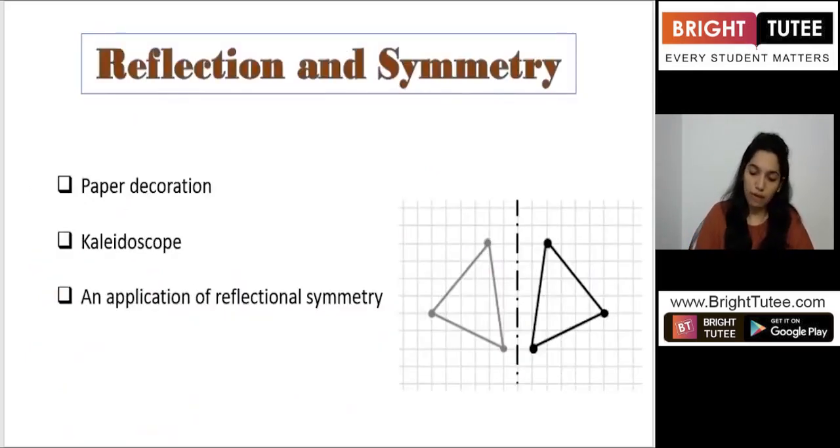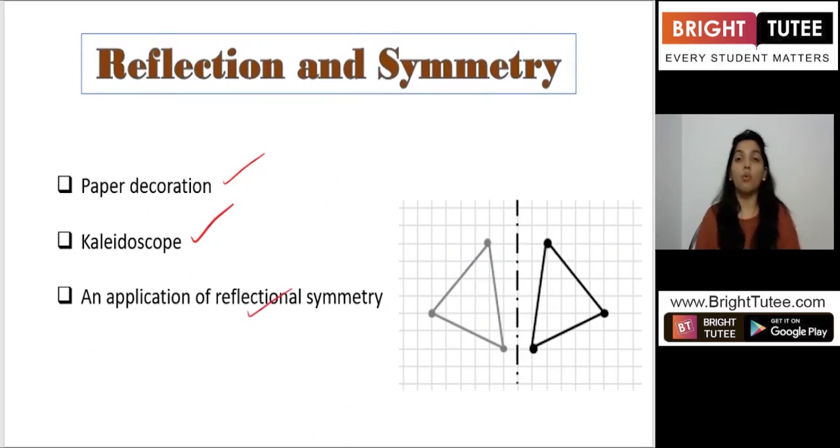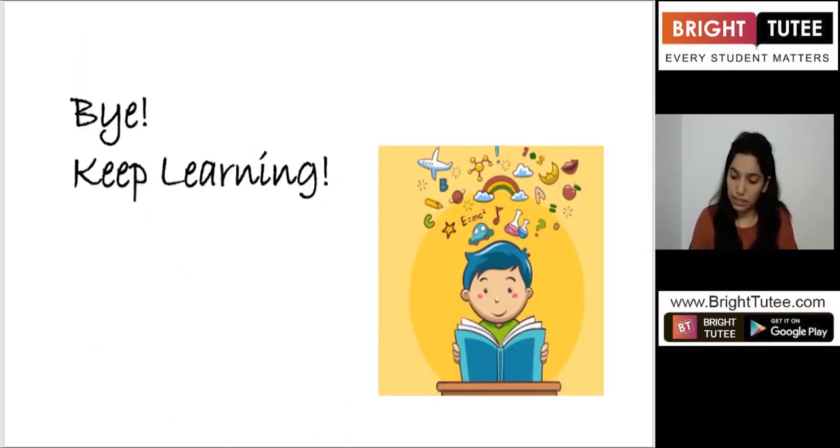I hope you have understood what paper decoration means and how you can do this. You know what a kaleidoscope is and you know what the application of reflective symmetry is, and you also know what alphabets you can see exactly the same when you see their mirror images. And with this we have completed this particular lesson of symmetry.